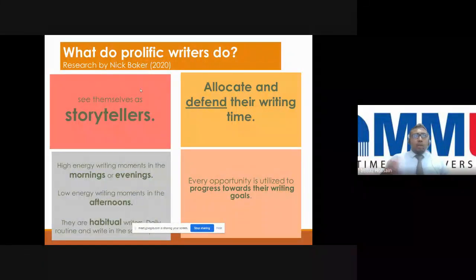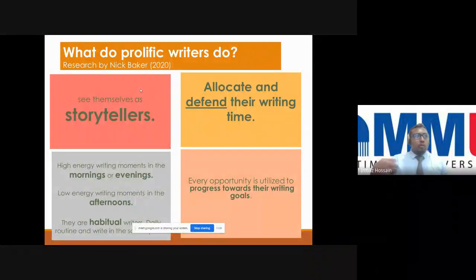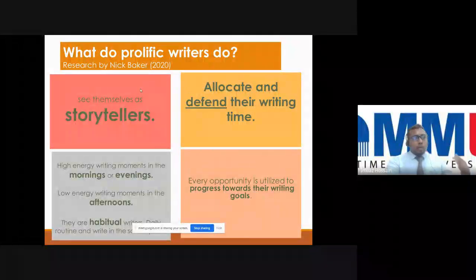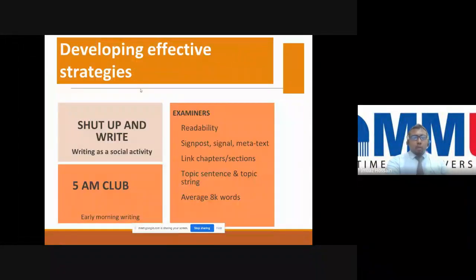Other 2 hours may not be so productive for you, so you can use those for emailing or Facebook comments or other unproductive things. Then every opportunity is utilized to progress towards your writing goal. We have to utilize all the opportunities. Whenever you feel positive, you start writing. So utilize all the opportunities.